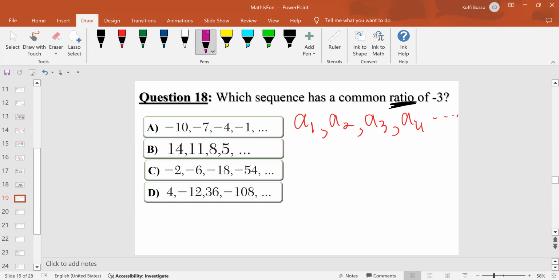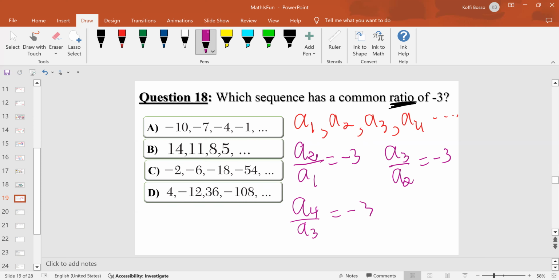If you take A2, which is the next term, divide by the previous term, you should get -3. Or if you take A3 divided by A2, you should get -3. Or you take A4 divided by A3, you take a term divided by the previous term, you should get -3. So that's the ratio for this sequence.